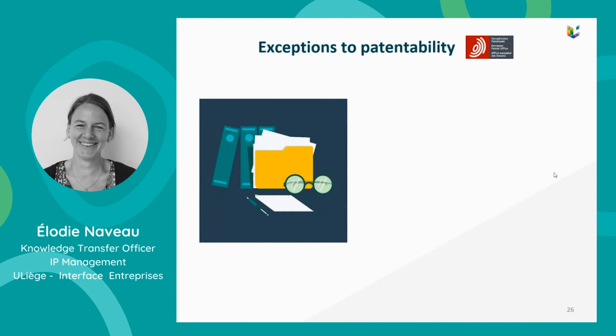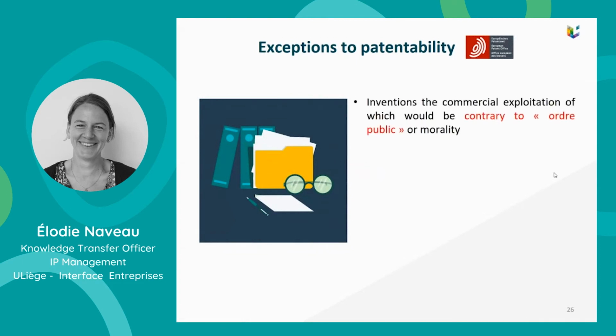There are some exceptions to patentability. Here I will talk about the main exceptions. We will not go into the different details because I could give a course only on that. But remember that what is not patentable according to the European Patent Convention is first, inventions that are contrary to the ordre public or morality.